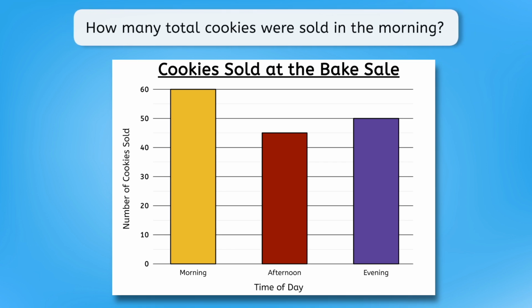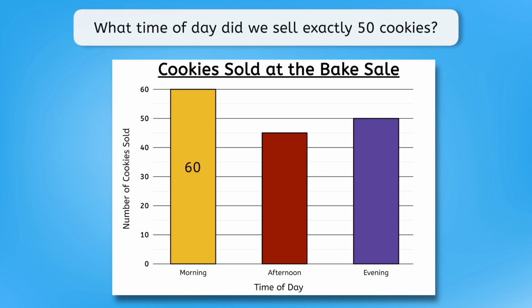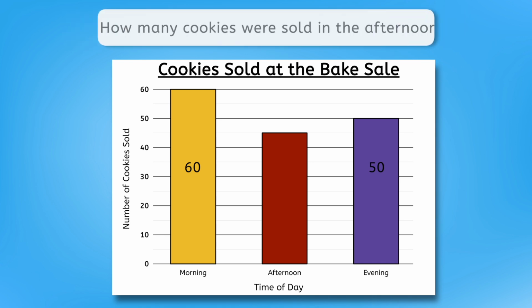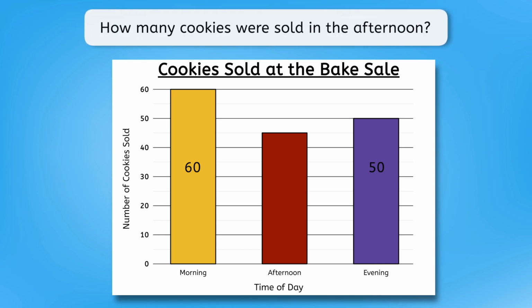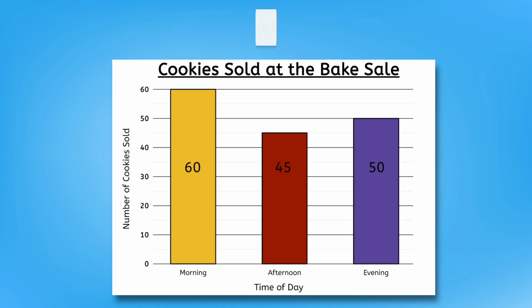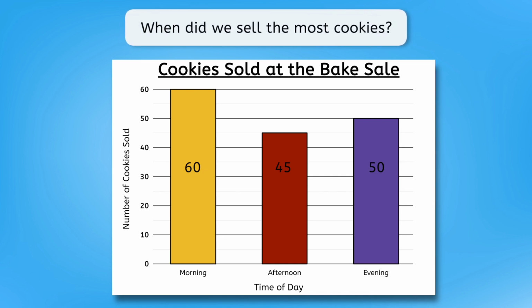How many cookies were sold in the morning? That bar goes up to 60, so we sold 60 cookies in the morning. What time of day did we sell exactly 50 cookies? Looks like the evening. How many cookies were sold in the afternoon? The bar is exactly halfway between 40 and 50, so that's 45. When did we sell the most cookies? In the morning. And it looks like we sold the least in the afternoon.